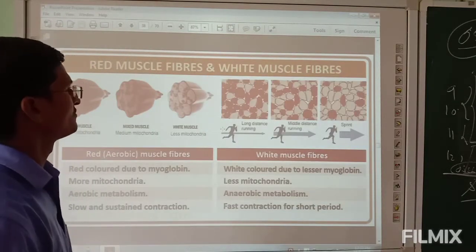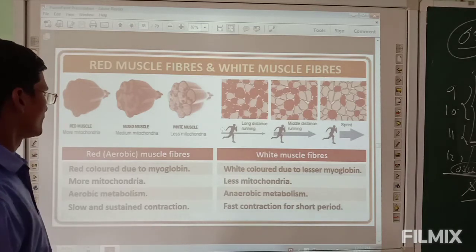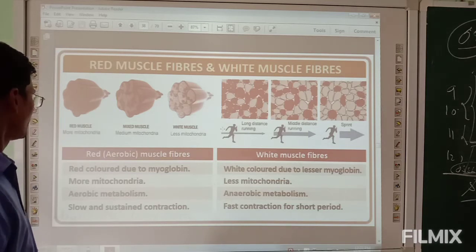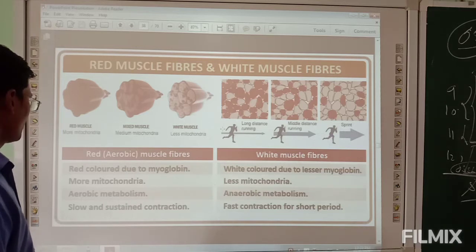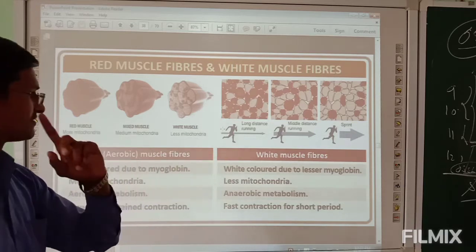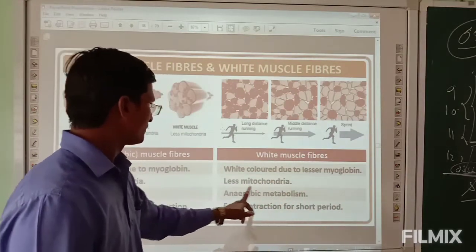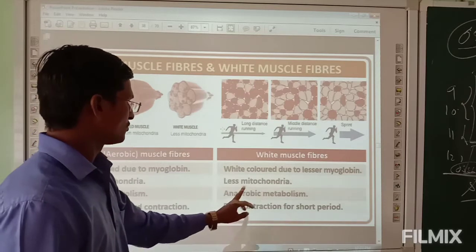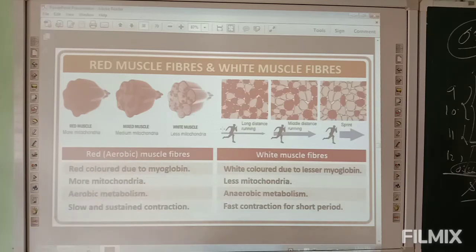Now, red muscle fibers and white muscle fibers. This is one difference: red muscle fibers we call aerobic. Here the red color is due to myoglobin, with more mitochondria, aerobic metabolism, and slow and sustained contraction. They need slow and sustained contraction. White muscle fibers have white color due to lesser myoglobin, fewer mitochondria, anaerobic metabolism, and fast contraction for a short period. Okay, so these are the differences between red muscle fibers and white muscle fibers.